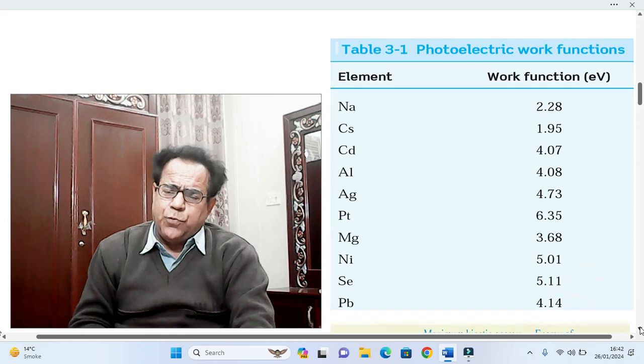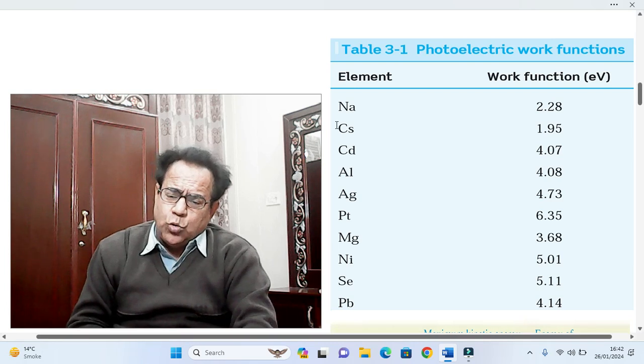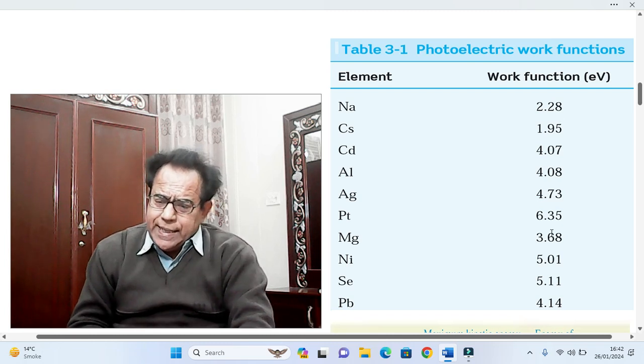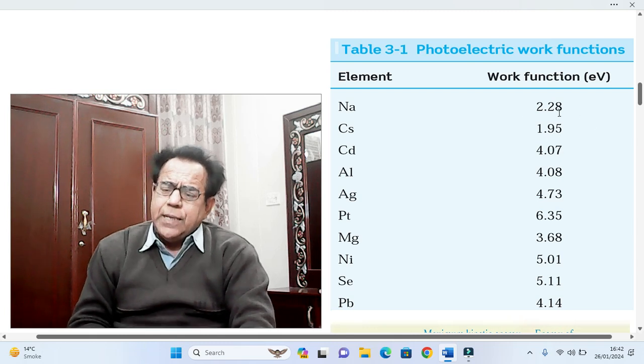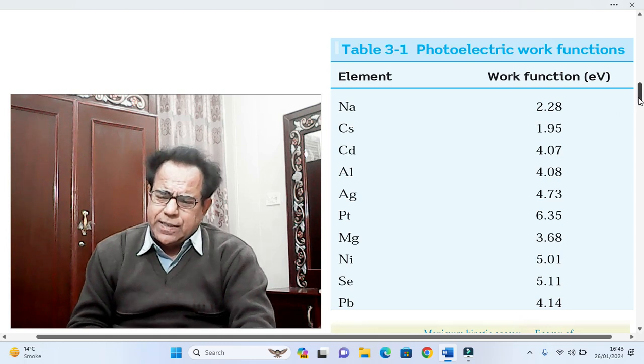The next snapshot is the table of photoelectric work functions. Here cesium comes in the second row, second serial number: cesium, Cs, 1.95. It is quite clear that amongst all these values 1.95 is the smallest, and this fact has been emphasized in the statement, that this is the smallest of the work functions of various elements.